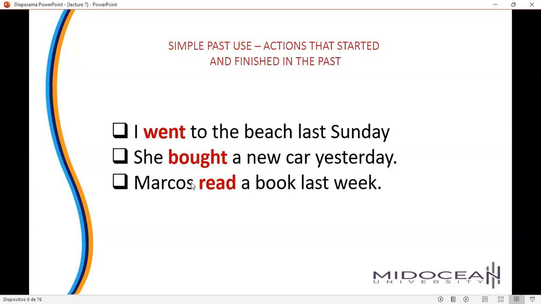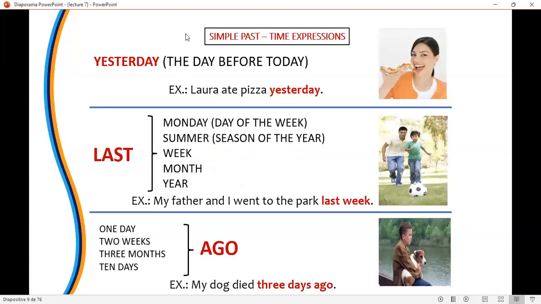Example number 3: Marcos read a book last week. Here again we have the verb to read in the simple past, read. The action started and finished in the past. You have a time expression that indicates the simple past tense, last week. Okay, let's continue.